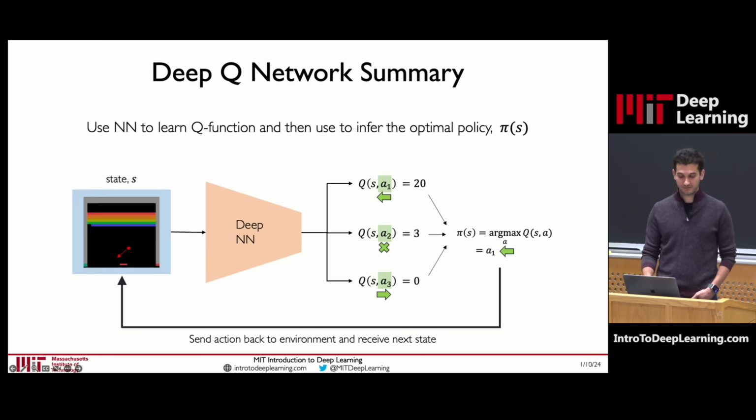And finally, we would send this action back to the environment. We would actually take that left action. The state would update through our game engine, so we will now see a new state, and then this process will repeat again. The network will have to receive this new state, process all of the Q values for those possible actions, and then pick the best one again.